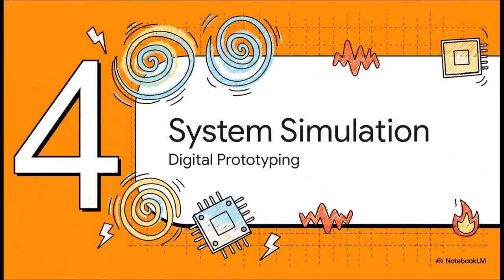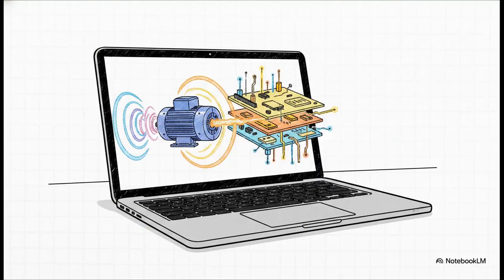Next up, Section 4, Electromagnetic System Simulation. Before we ever spend a dime printing a physical multi-layer board, we absolutely have to move to digital prototyping. We need to hunt down electromagnetic interference and thermal issues first. This is where heavy-hitting industry software like ANSYS Maxwell steps in.